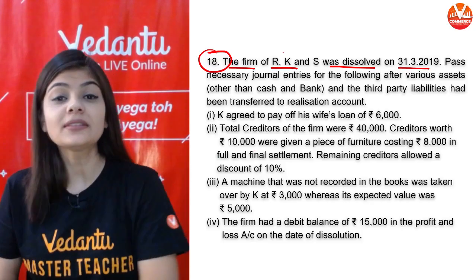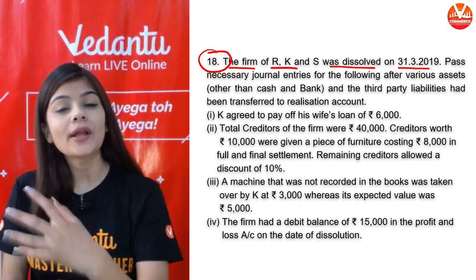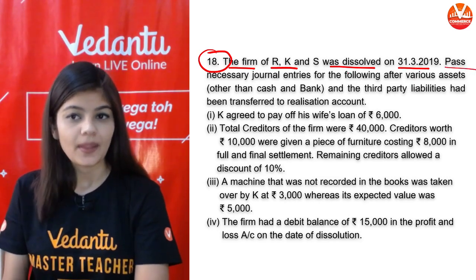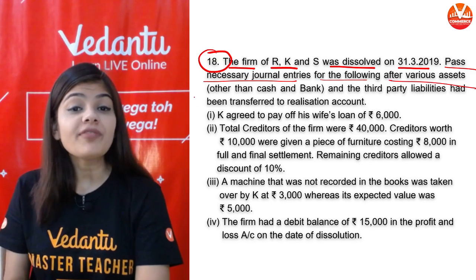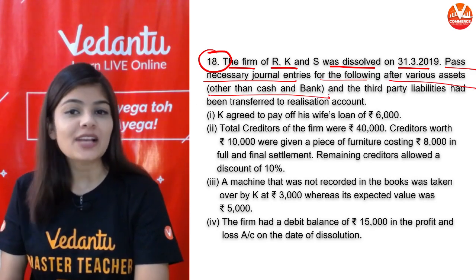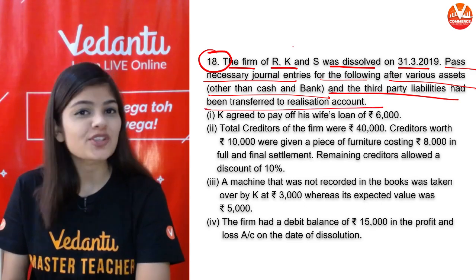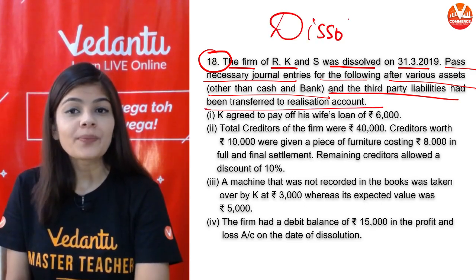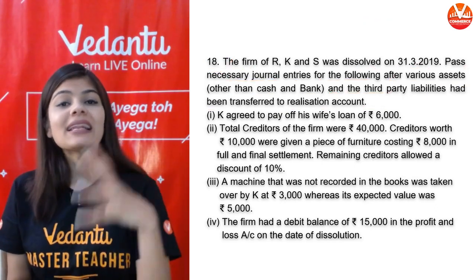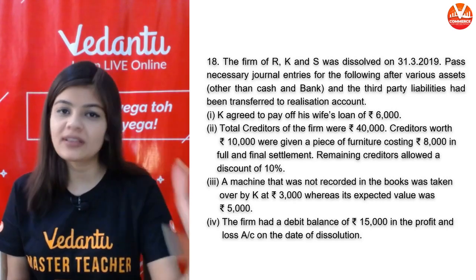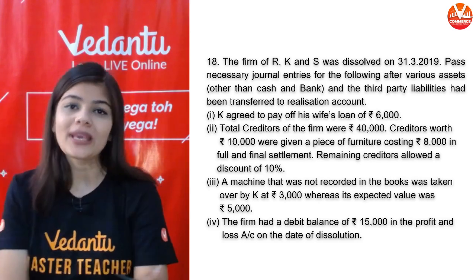Sorry for the disturbance. So, the firm of RKS was dissolved on 31st March 2019. Pass the necessary journal entries for the following cases, after various assets other than cash at bank and the third party liability had been transferred to the realization account. So this question is from dissolution of a firm. In this question, assets and liabilities have been transferred to the realization account. Now we have to pass the journal entry in the following cases.